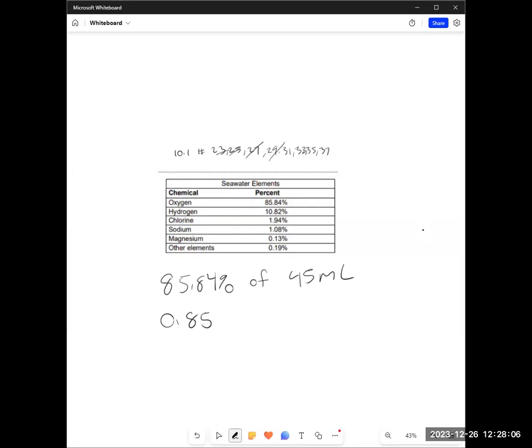0.8584 times 45 is 38.628 milliliters. And they want us to round to 2 decimal places. So that's 38.63 milliliters.